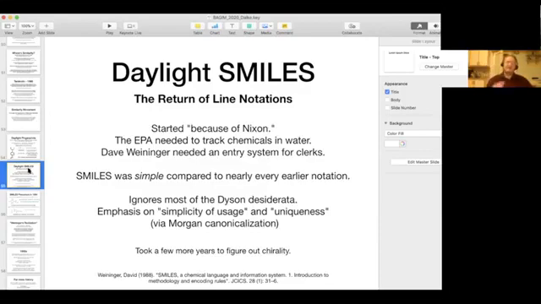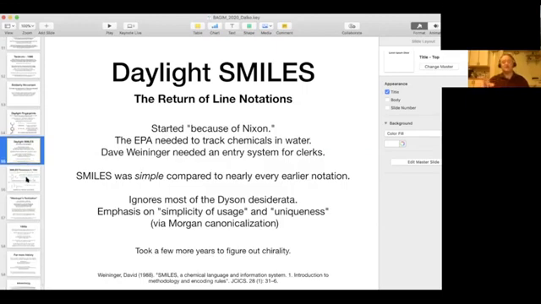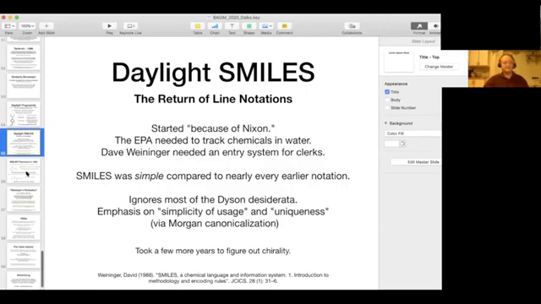And if you compare it to the Dyson desiderata, it throws away almost everything. It emphasizes, of those original desiderata from the 1940s, simplicity of usage, easy to program into a computer, and, because now we have the Morgan algorithm, uniqueness. It did take Daylight a few more years to figure out chirality. That was another problem with the WLNs and Dyson, they could never handle chirality or tautomerism.